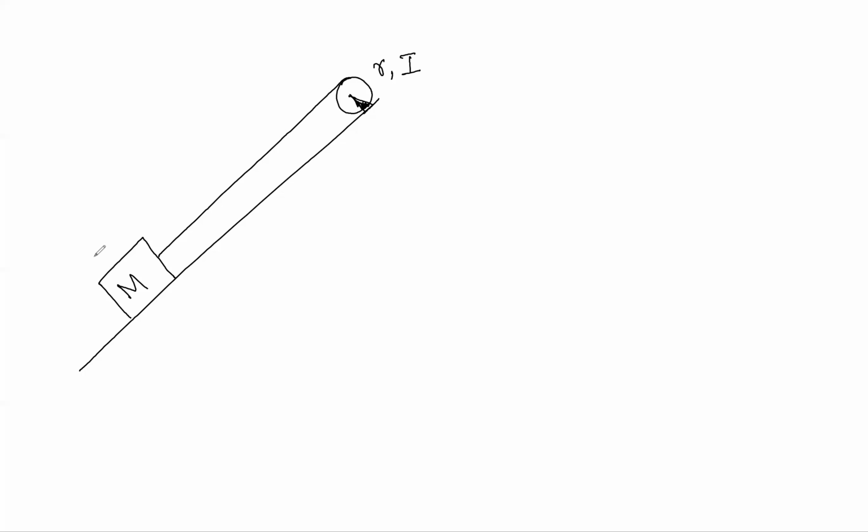A string is wrapped around the wheel and its free end supports a block of mass m. Initially, the wheel is rotating at a speed omega. That's the further thing in the question. The wheel is initially rotating at a speed of omega. That's the initial value, omega initial.